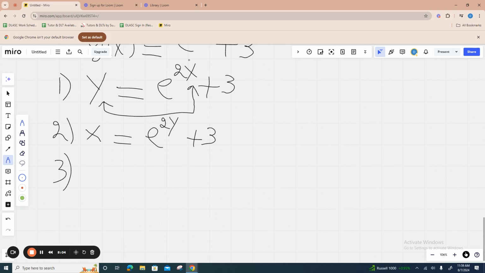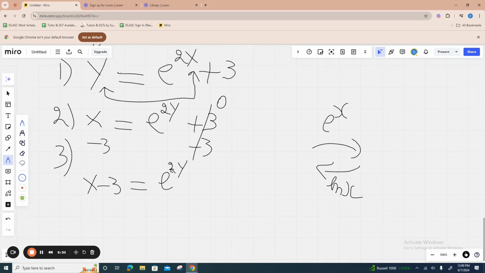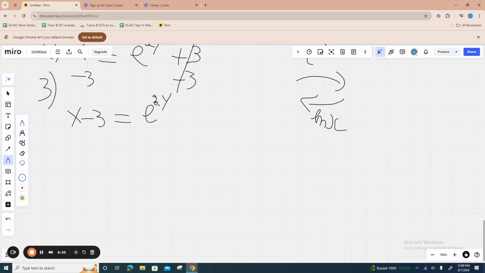So first, to get rid of the 3 with adding, I need a 0. That's minus 3 to each side. So I end up with x minus 3 is equal to e to the 2y. e to the x and ln of x are inverses to each other. So to get rid of e to the x, I'm going to use ln. Again, this is towards the end of algebra, but I'm just using this as an example of a problem that you could eventually have. So I'm going to take the ln of each side.